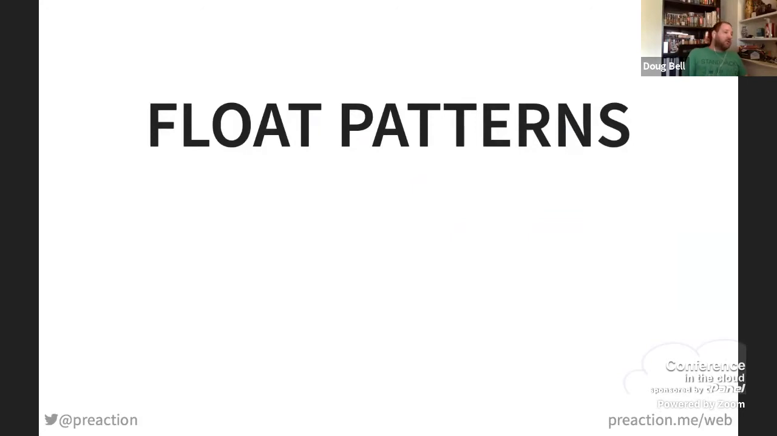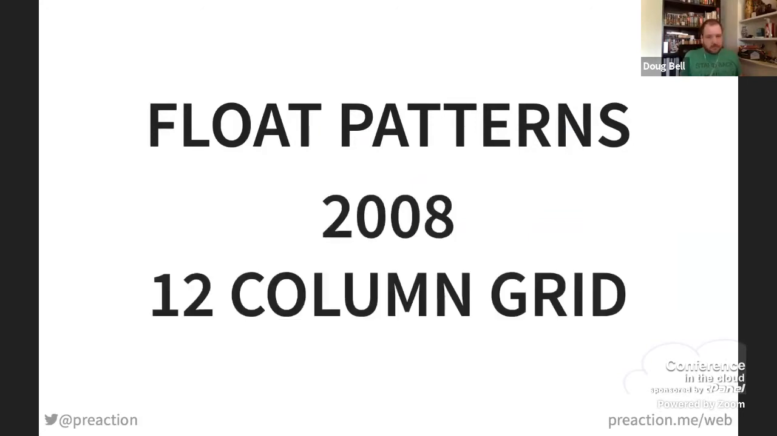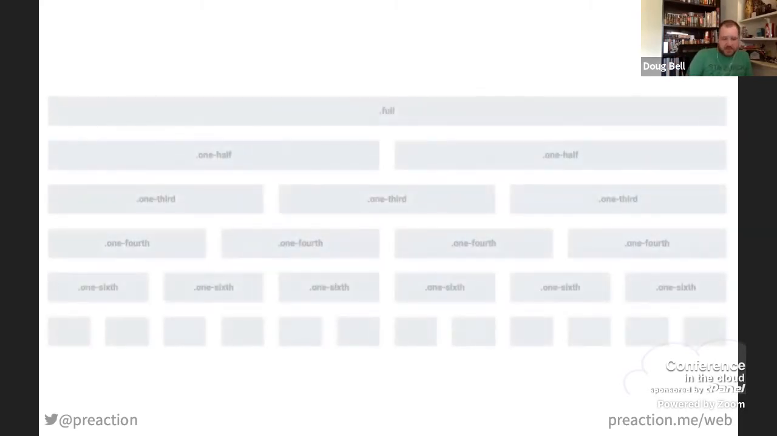So all these quirks ended up resulting in a bunch of patterns. And in 2008, these patterns became formalized into what became the 12-column grid. Largely, it was 12 columns because 12 is a nice even number that's readily divisible by a whole bunch of other numbers. So you can see here, there's a lot of different ways we can take 12 columns and mix them up.